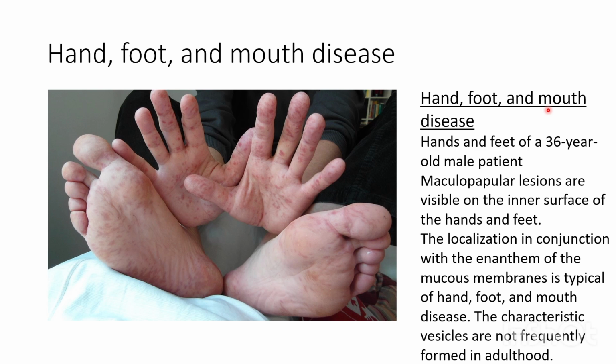Hand, foot, and mouth disease. Hands and feet of a 36-year-old male patient. Maculopapular lesions are visible on the inner surface of the hands and feet. Maculopapular lesions. The localization in conjunction with the enanthem of the mucous membranes is typical of hand, foot, and mouth disease. The characteristic vesicles are not frequently formed in adulthood.